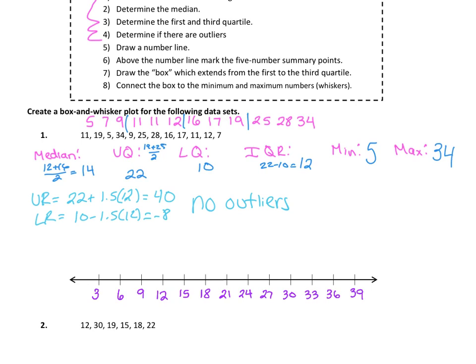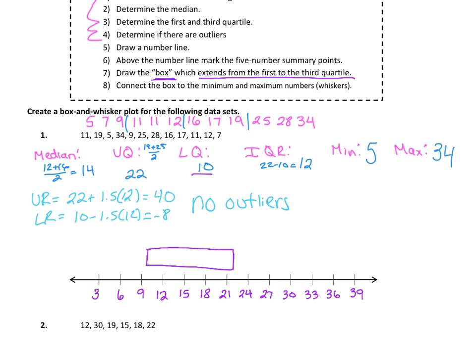Okay. So now I'm going to draw a box which extends from the first to the third quartile. So my first, or my lower quartile, is at 10. So I'm going to plot that roughly just a little bit more than 9. So there's my first quartile. My upper quartile, or my third quartile, is 22. So again, it's going to be a little past 21. And I'm going to draw a box, because that basically shows the majority of my data is going to lie between 10 and 22.